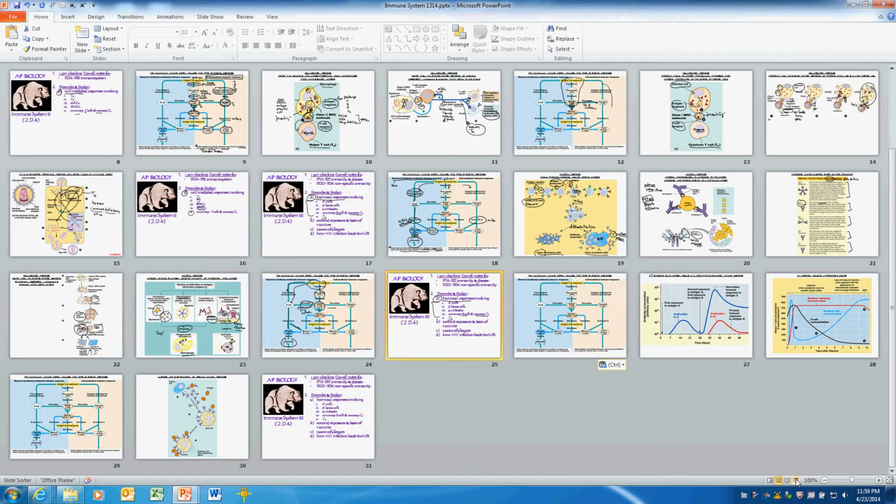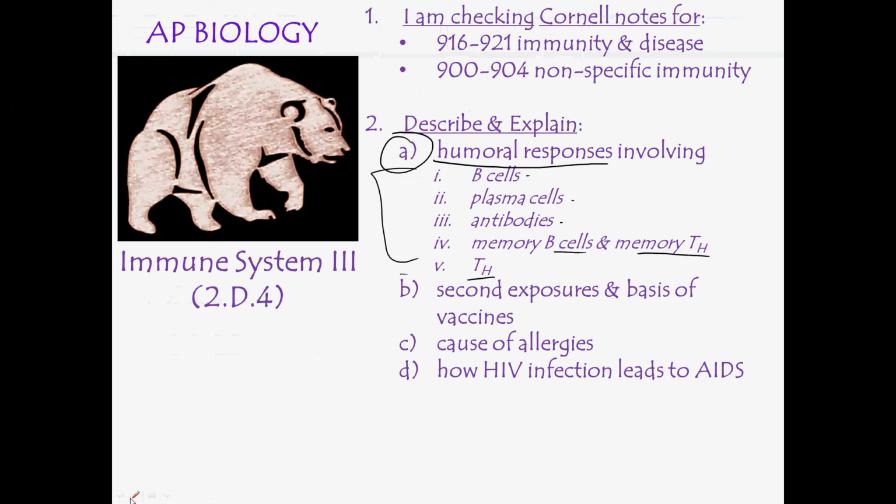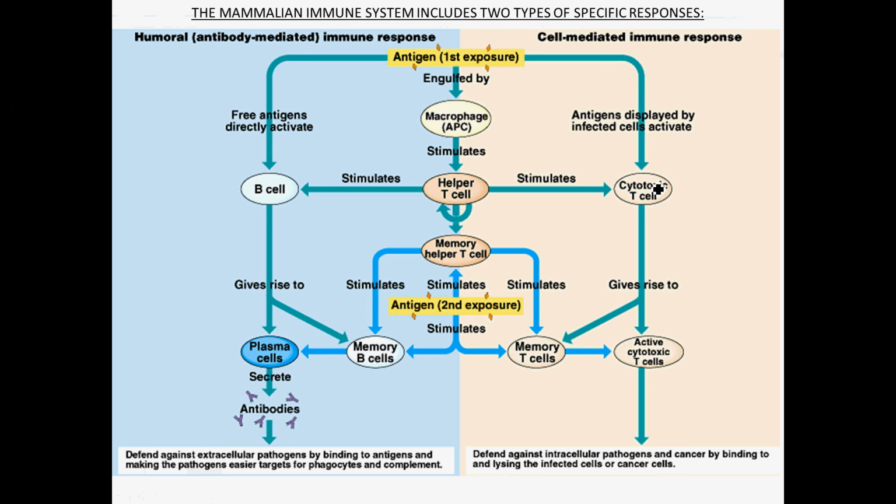Welcome to another screencast where we'll be continuing our discussion of the immune system and its functions. This time we'll pick up where we left off, and I think we'll discuss the second exposure and the basis of vaccines, and what's going on with these memory helper T cells, the memory B cells, the memory cytotoxic T cells, etc.